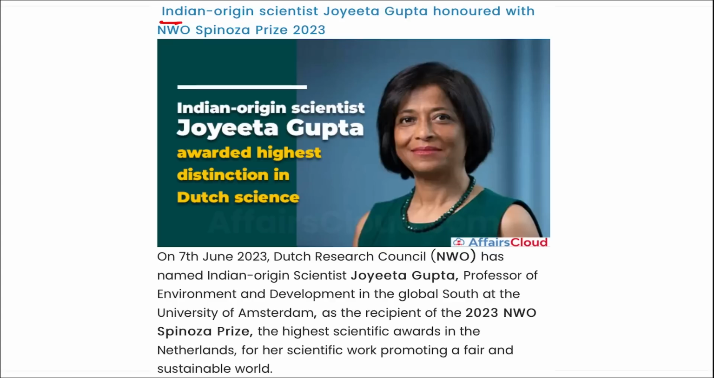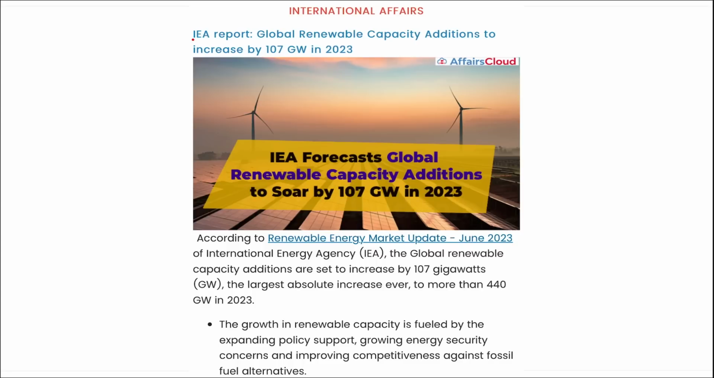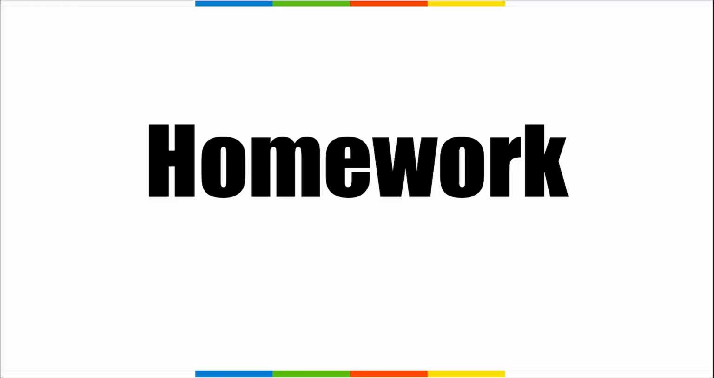Next is Indian origin scientist Jyoti Gupta. She has been honored with the NWO Spinoza Prize. I repeat, Jyoti Gupta has been honored with the NWO Spinoza Prize for 2023, and this is the highest scientific award in Netherlands, right? Next is IEA, International Energy Agency. They released a report that global renewable energy capacity additions will increase by 107 gigawatts in 2023. So these were your revision part.